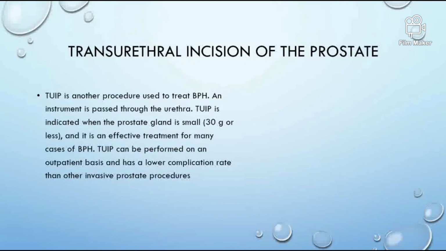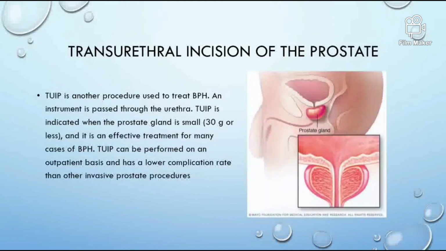The transurethral incision of the prostate is another procedure used to treat BPH. An instrument is passed through the urethra. TUIP is indicated when the prostate gland is small, 30 grams or less, and it is an effective treatment for many cases of BPH. TUIP can be performed on an outpatient basis and has a lower complication rate than other invasive prostate procedures.